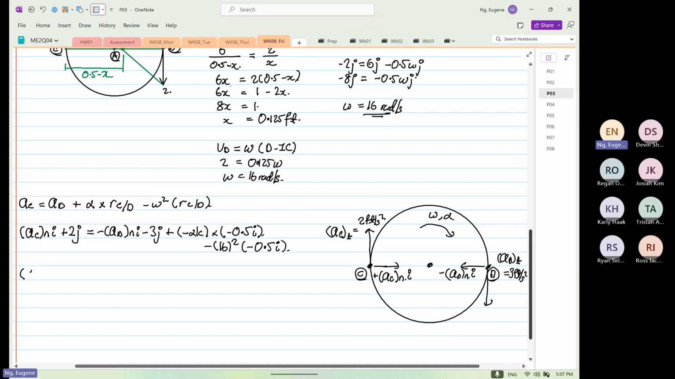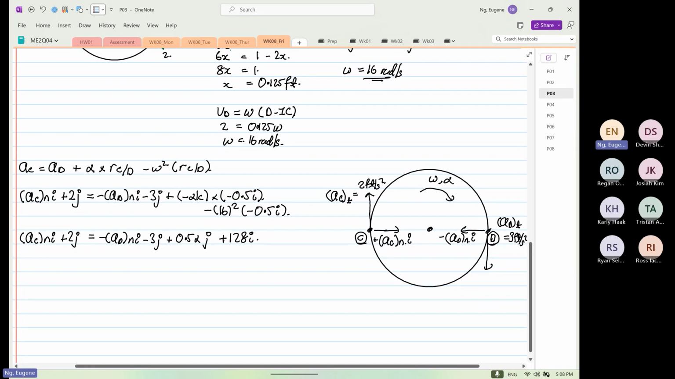So we put in ACN I plus 2J. This is equal to minus ADN I minus 3J. K cross I is positive, negative, negative, so it will be positive 0.5 alpha J minus 16 times 16 times 0.5, which should be plus 128 I.